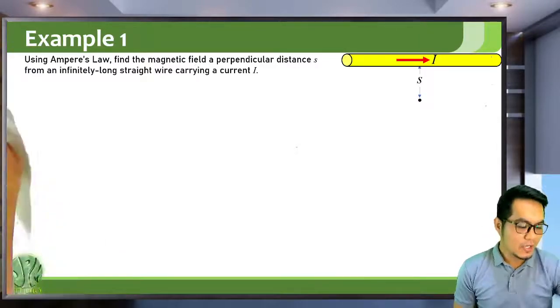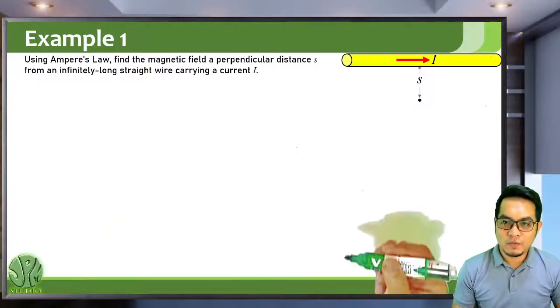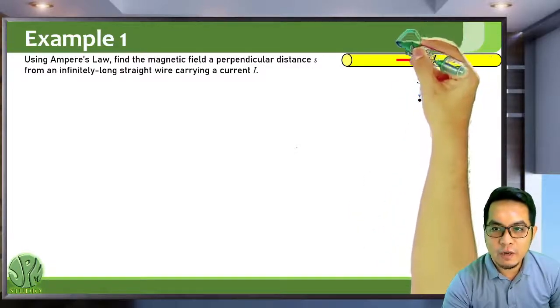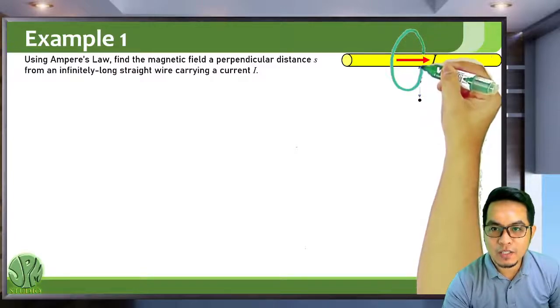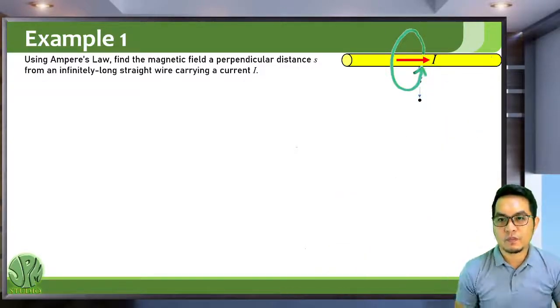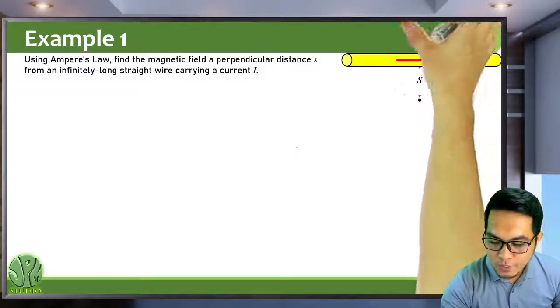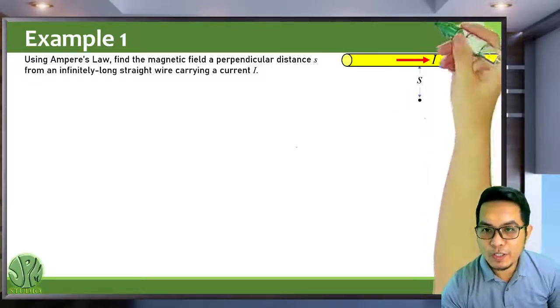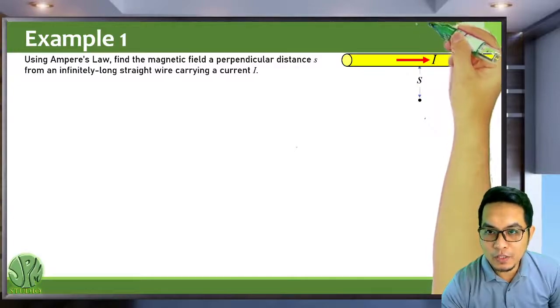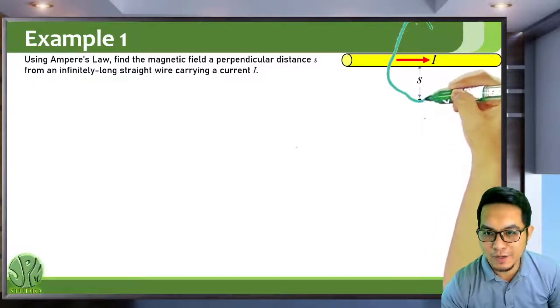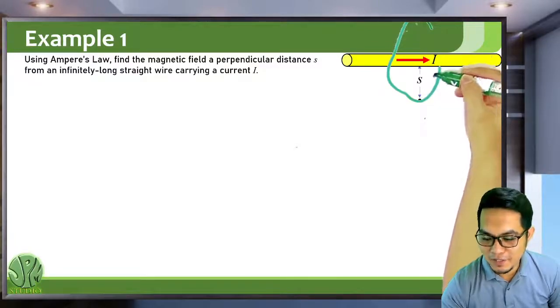In this case, if we use Ampere's law, all we need to do is make an Amperean loop and enclose our current in it. Our Amperean loop must include the point where we want to calculate our magnetic field. It should be circular.